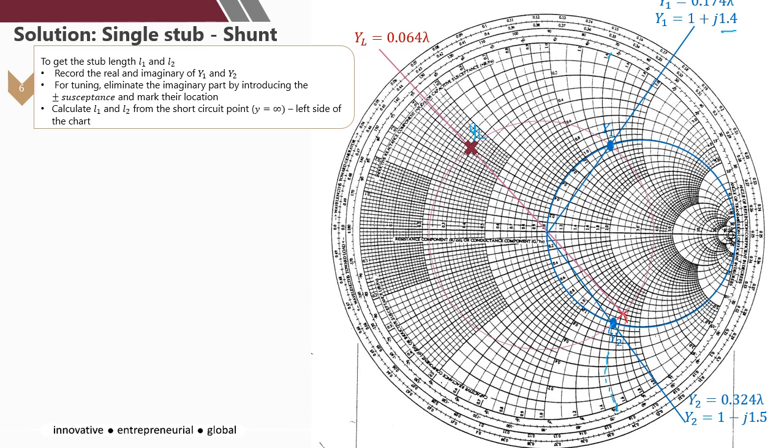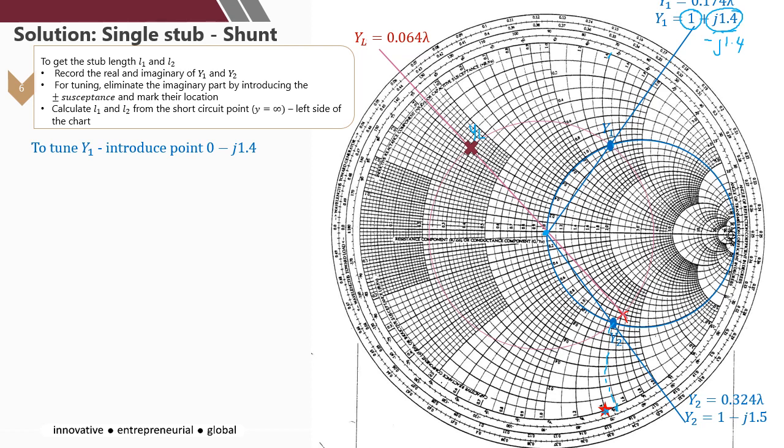Okay, so once you have the Y1 and Y2 positions, to tune Y1, you want to make it a match position so that it can be just 1. So 1 is the match position here. So you need to introduce negative j1.4 so that we can eliminate the imaginary part. So we introduce 0 minus j1.4, so it will be here. So we introduce minus j1.4 at this point.